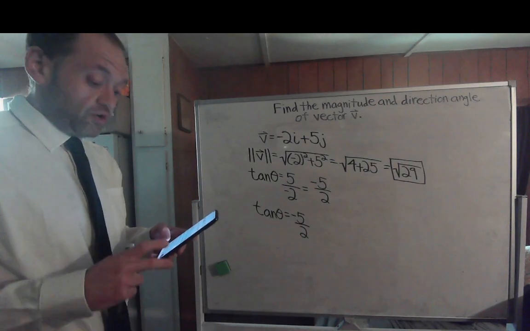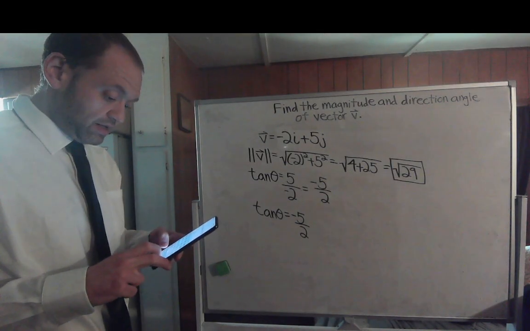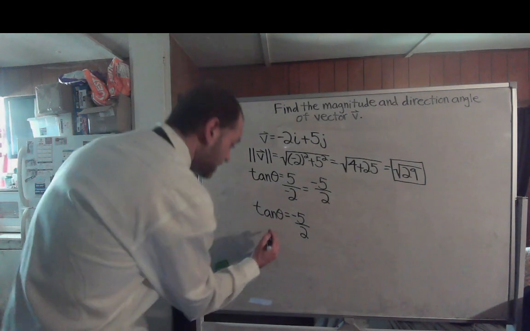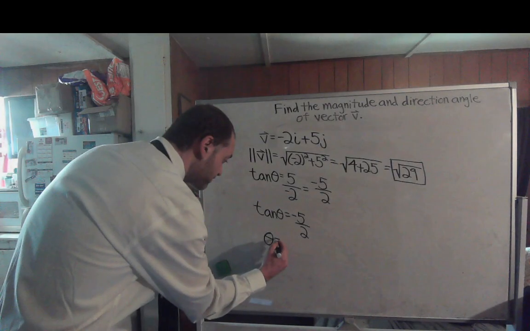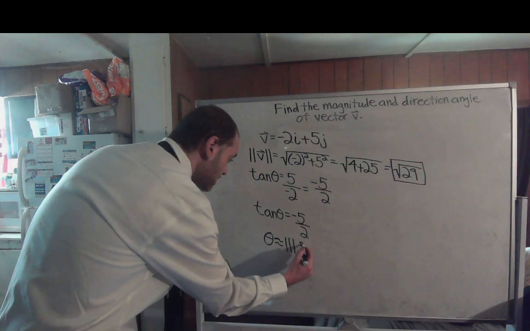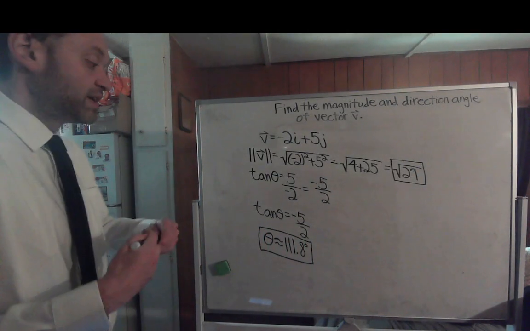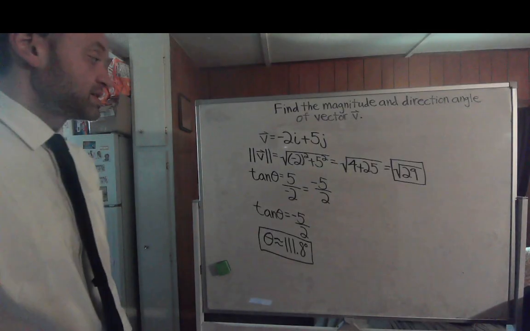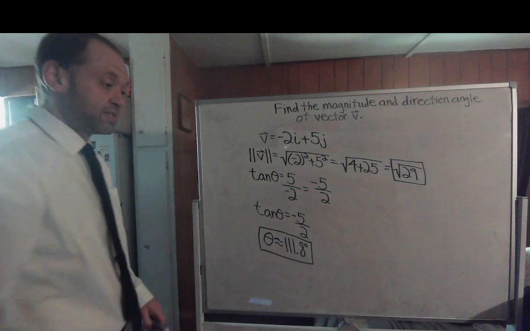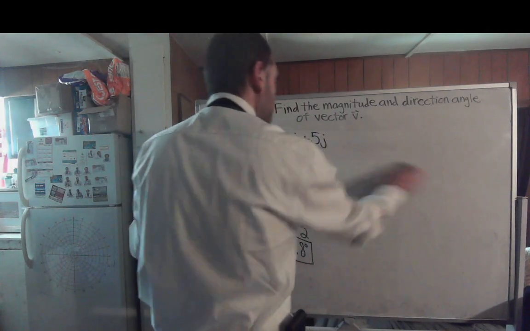Well, if you add 180 to that, you'll end up in the second quadrant with a direction angle of about 111.8. So the direction angle for this vector is going to be approximately 111.8 degrees. Again, understanding which quadrant you're in, that's the biggest key to this. One more of these and then we'll move on to other types here.